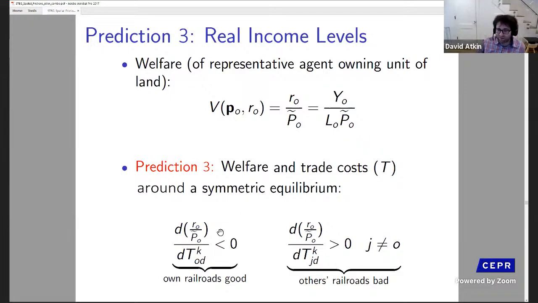Dave shows, at least around a symmetric equilibrium, that when I get a railroad to my origin, that's good for me. It means I can now sell my stuff more cheaply, so my sales go up to others, and I can buy stuff from others more cheaply, and that helps my price index. Meanwhile, if others get a railroad, but it doesn't connect to me, that's bad. And why is that bad? Well, now another location that previously bought from me will buy from other locations because it's cheaper to buy from those other locations. And so we can go and test this in a very reduced form way.